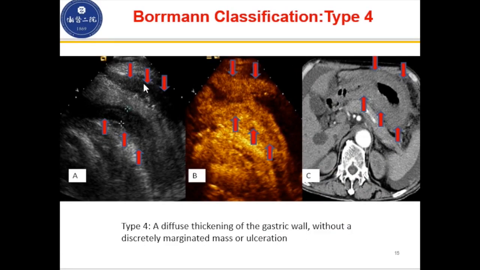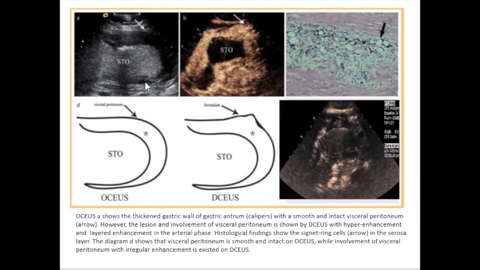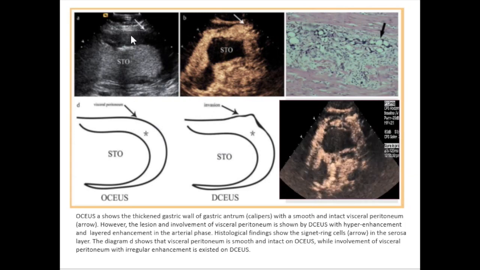And for this case, we can find that the gastric wall was thickened with a diffuse thickening of the gastric wall without a discretely marginated mass or ulceration on B mode, double contrast enhanced ultrasound and the CT scans, which can be classified into type 4.